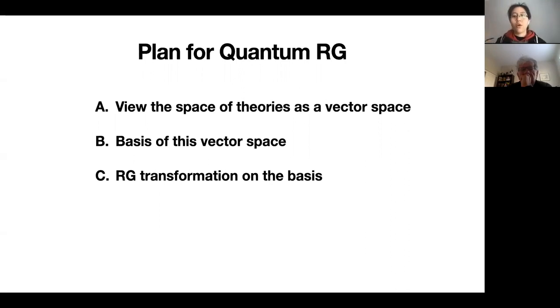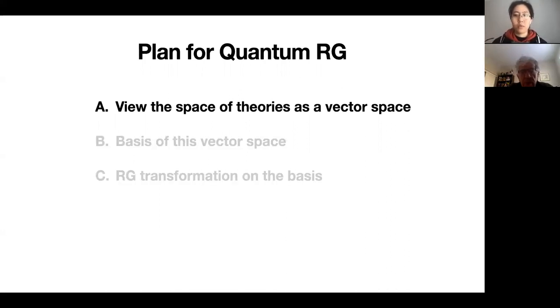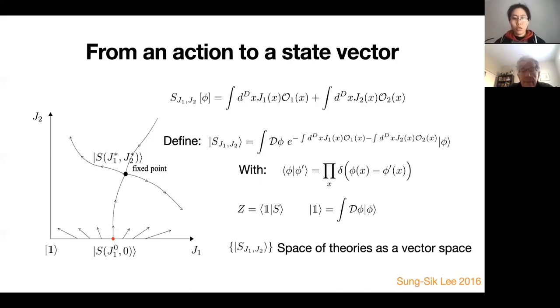The main point of this method is to view the space of theories, or the coupling space, as a vector space, so that each point in the coupling space corresponds to a vector. Then we can do the RG transformation on the basis of this vector space. Let me go to the first point. In order to get the corresponding vector space, we need to promote an action to a state vector.